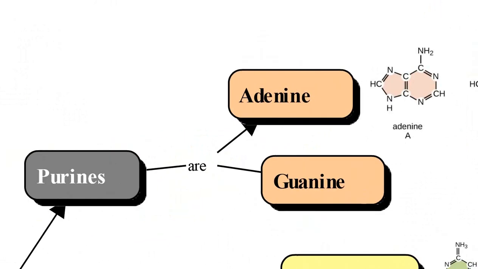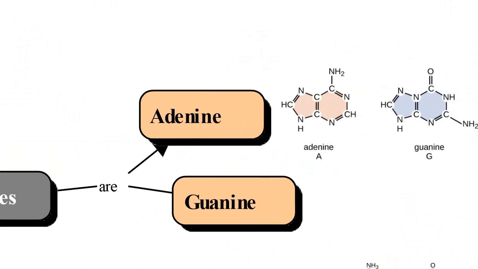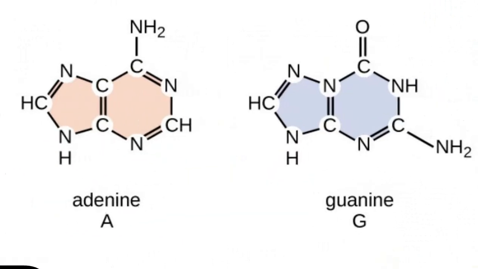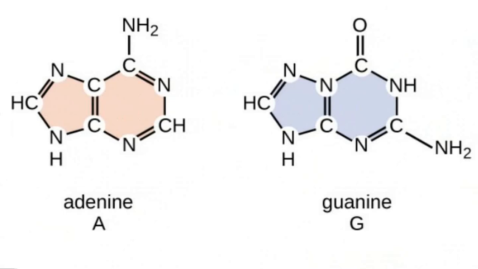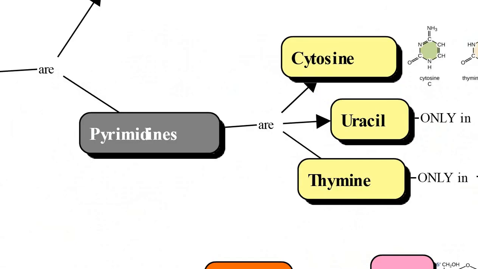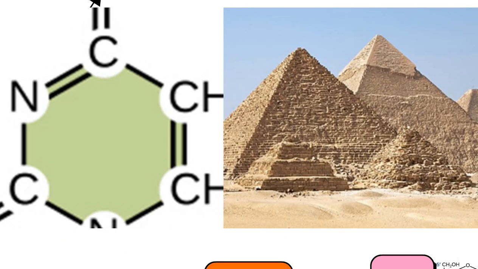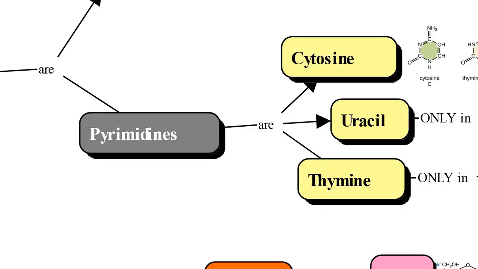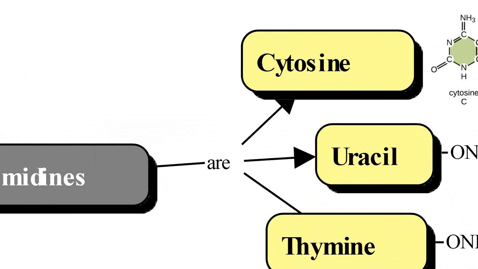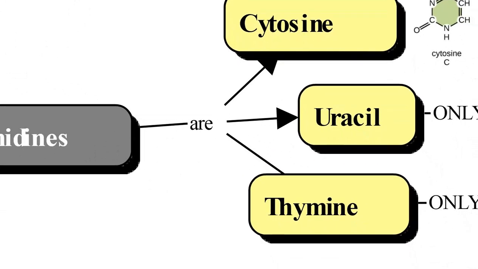Adenine as well as guanine come under the purines. Here we can see the structures of adenine and guanine. Then coming to the other heterocyclic compound, the pyrimidines, they have a single ring-like structure, similar to the pyramids present in Egypt. That's why we call these nitrogen bases pyrimidines. The nitrogen bases that come under the pyrimidines are cytosine, uracil, and thymine.